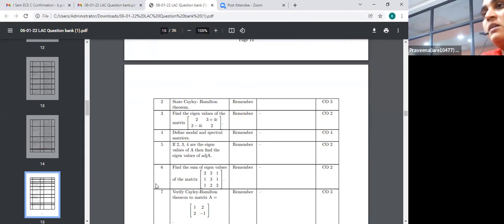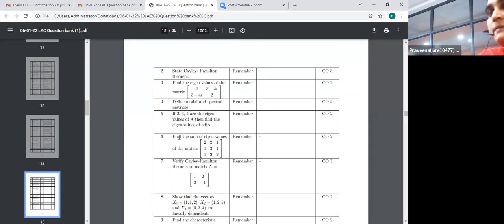Ma'am, if we write just one line, will we get marks? Just write it as that statement, after that applications. What are the applications for the Cayley-Hamilton? Okay, powers of a matrix and inverse of a matrix. It is there in your notebook. Okay, that is the second question.